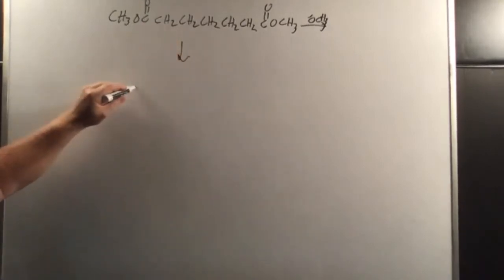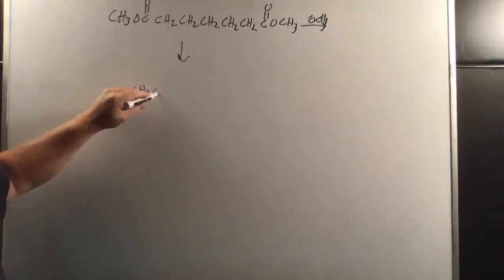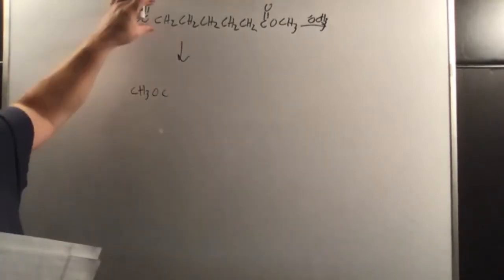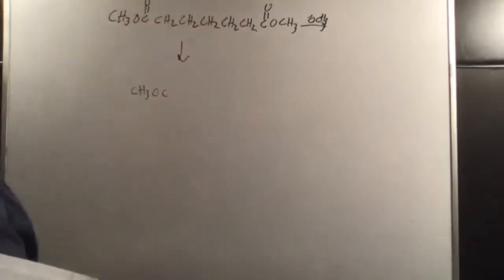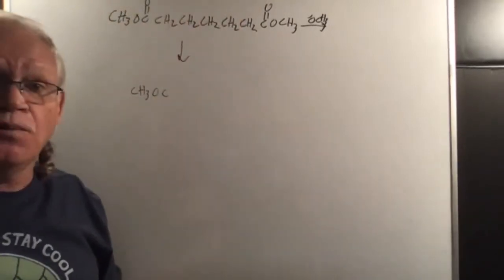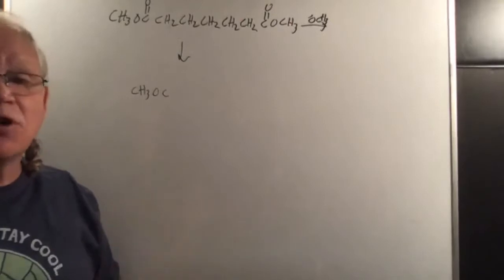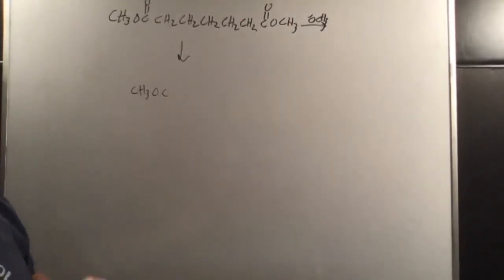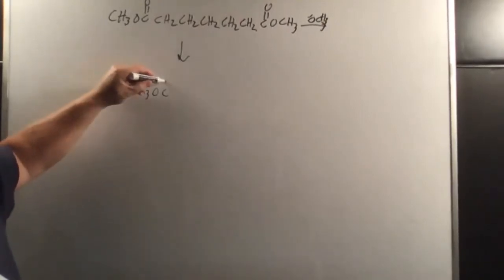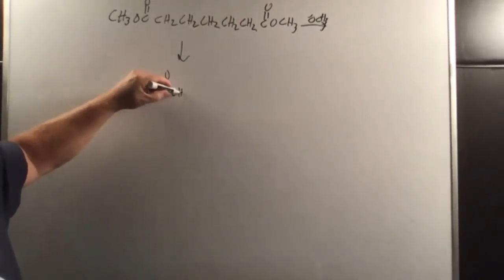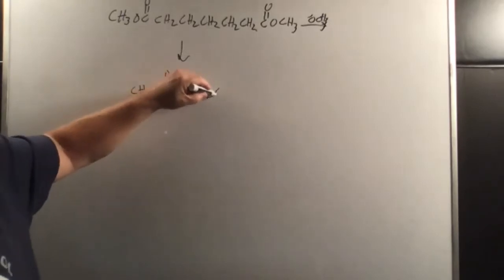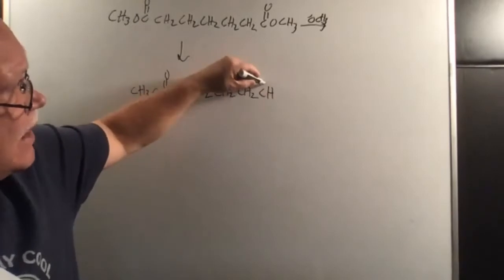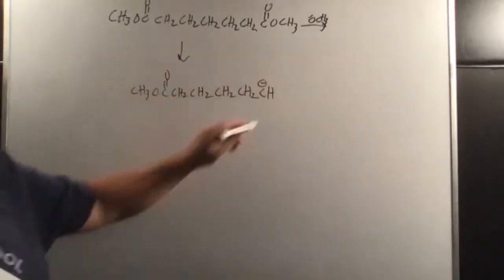Step 1 is removal of an alpha hydrogen. Now, again, it makes no difference which alpha hydrogen you take because this molecule is symmetrical. If you had two different types of alpha hydrogens, you would get a mixture of compounds and the reaction is not as useful. So let's go ahead and rewrite this. And I'm going to take this alpha hydrogen off.